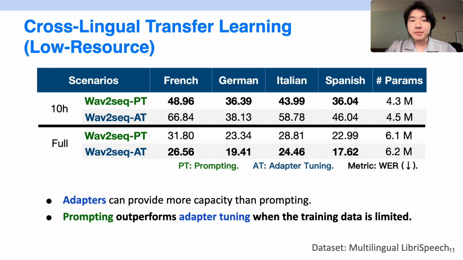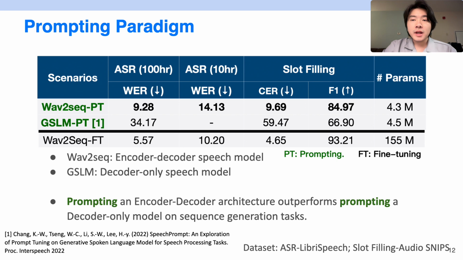We further analyze the behavior of prompting and adapter tuning. So in this second experiment, we conduct a low-resource cross-lingual transfer learning. Again, we're using the Multilingual LibriSpeech, but now for the low-resource setting, it only contains 10 hours of training data for each language. The observation is that, although for the full dataset setting, the adapters can provide more capacity than prompting and achieve better performance, in the low-resource setting, prompting outperforms adapter tuning when the training dataset is limited. And it seems like prompting is a promising method on an encoder-decoder speech model.